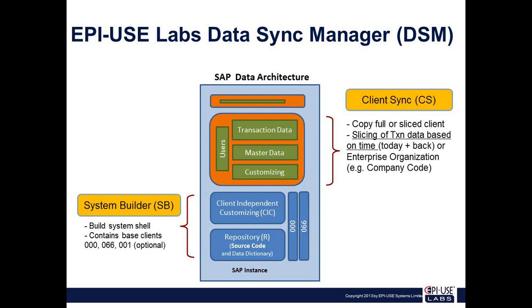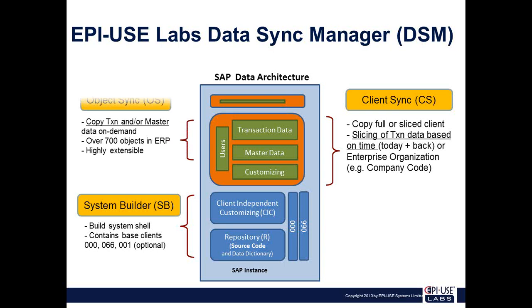And Client Sync also has the ability to do enterprise-based slicing for testing purposes. So if you're training, if you want to build training data only for Europe, you could filter based on the European sales organization or maybe the European company code. That's Client Sync. And then finally, we have Object Sync.